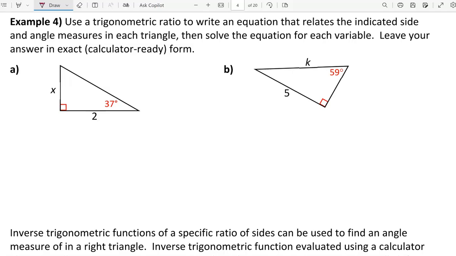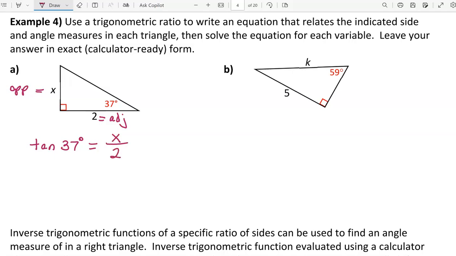All right, let's check out example 4. Use a trig ratio to write an equation that relates the indicated side and angle measures in each triangle and then solve for each variable. So we're going to first write an equation. And so what we'll notice about this 37-degree angle is that we have noted a variable in the opposite side, and we have a side length for our adjacent side. So that means we're going to use a tangent ratio. So tangent of 37 degrees is equal to opposite x over adjacent 2.